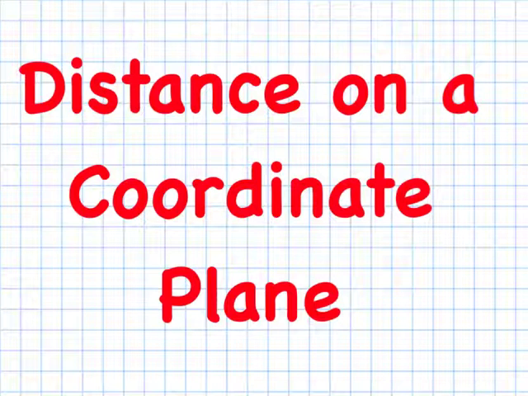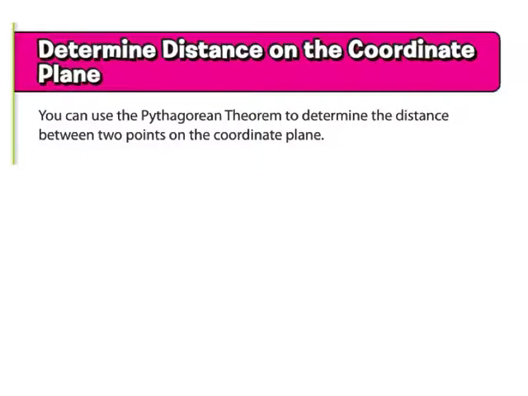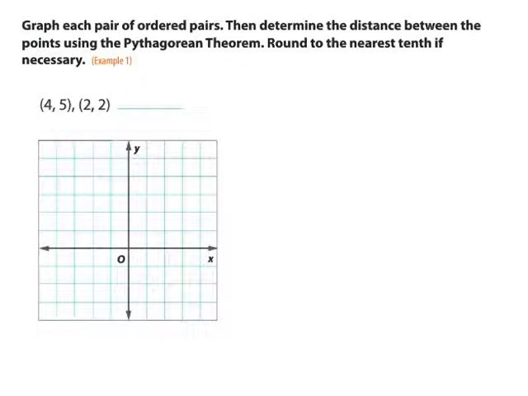We're going to talk about distance on a coordinate plane. You can find the distance between 2 points 2 different ways. You can find it using the Pythagorean theorem, or you can find the distance using the distance formula. For this first example, I'm going to graph each pair of ordered pairs, then determine the distance of the points using the Pythagorean theorem.